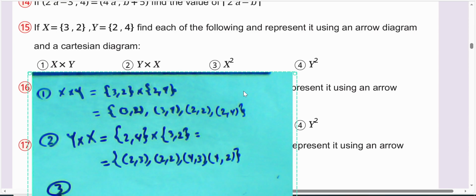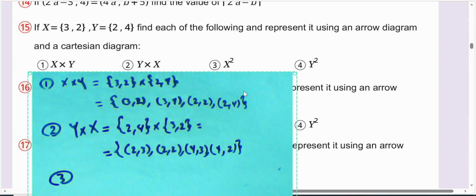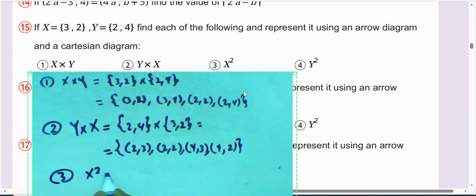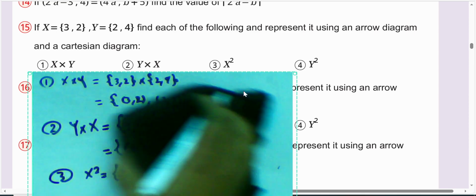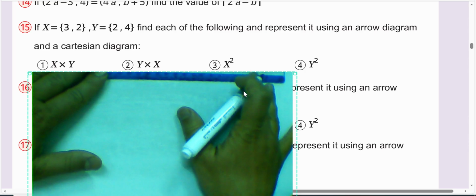Number 3. x² is x by x. X was (3, 2) with (3, 2). First by first, we have (3, 3) and (3, 2), and then (2, 3) and (2, 2). It's number 3. Number 4.